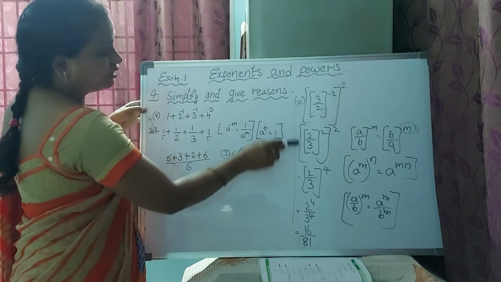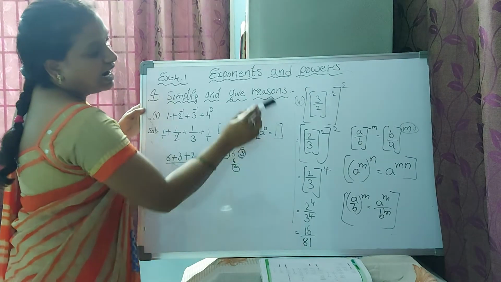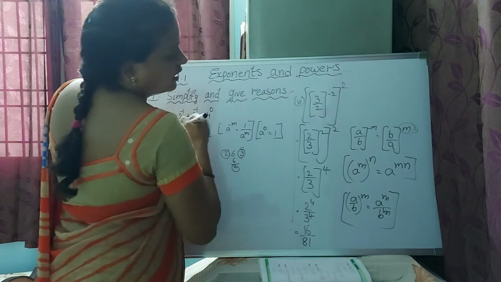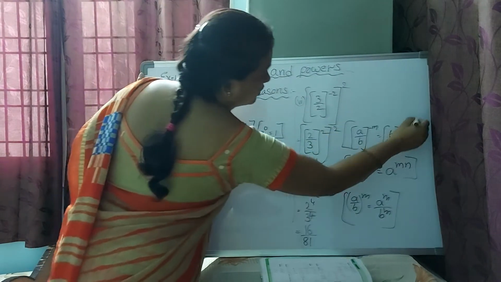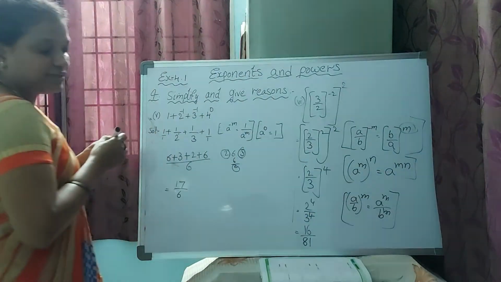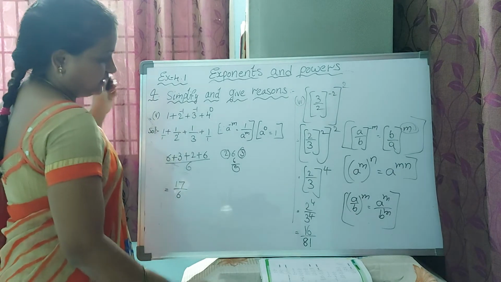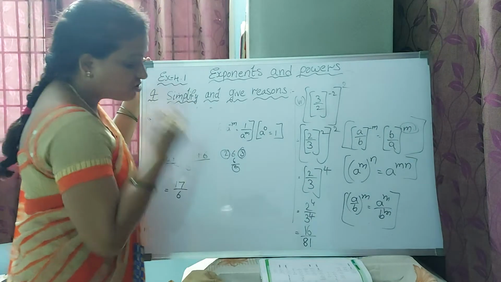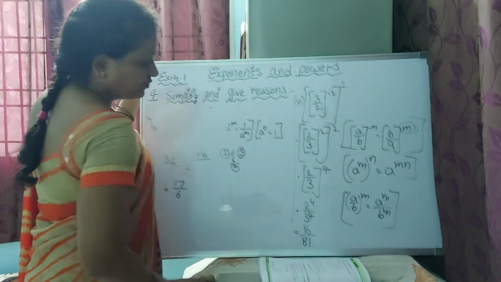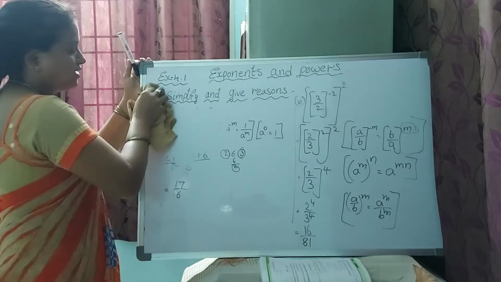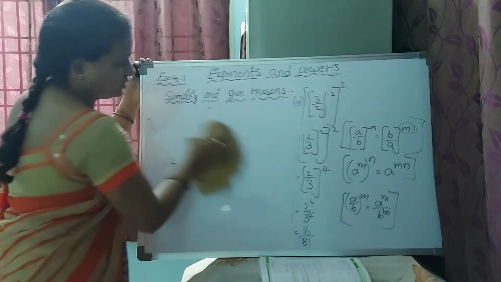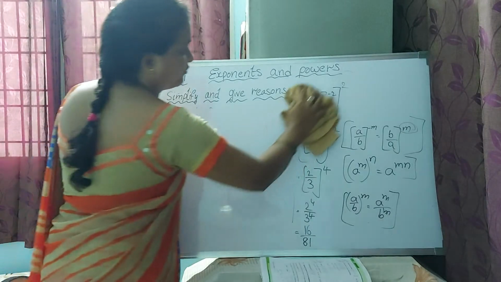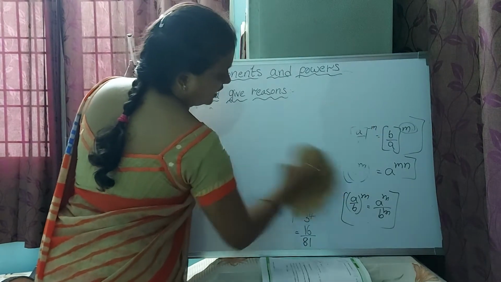Solution, we found out, we simplified this one, and we have to write the reasons also. Reason is nothing but according to which law they are changing. We have to write that one. Next one, fifth one, same: simplify and give reasons. Fifth one also is the same as that in 4.1.